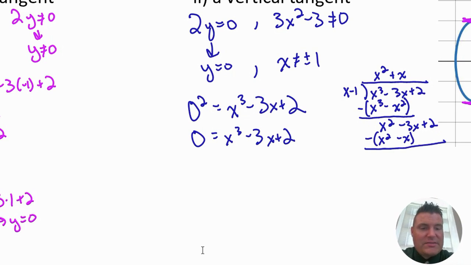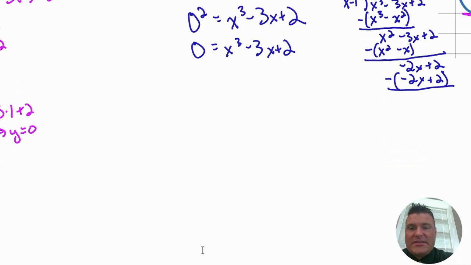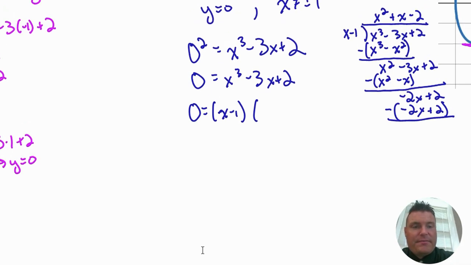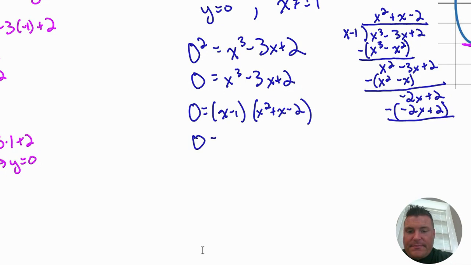And we have negative 3x minus a negative x, which is the same thing as adding an x. So we're going to get negative 2x plus 2. And then negative 2 times x gives me negative 2x. Multiply all the way through from the negative 1. Subtract that, we get a remainder of 0. So I can say that this is equivalent to x minus 1 times the quotient, I'll use the right word eventually, which is right there and does factor very nicely.